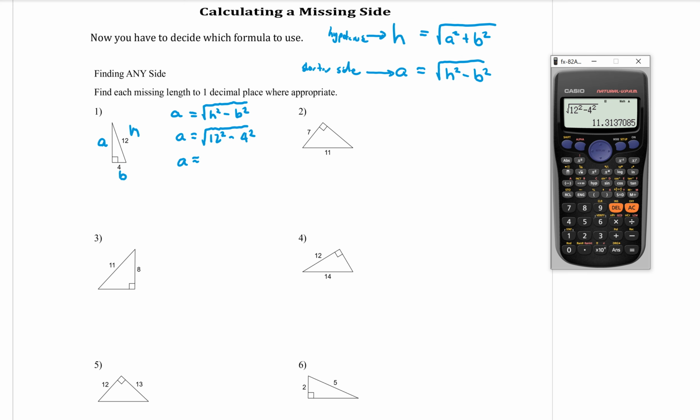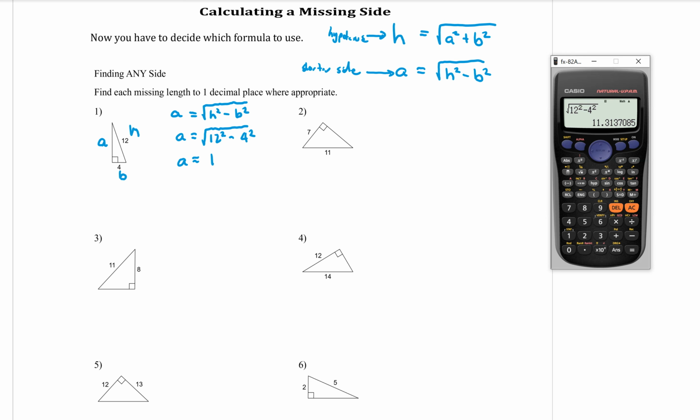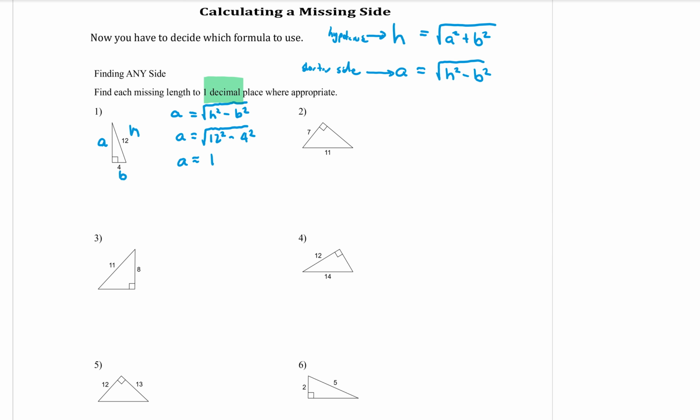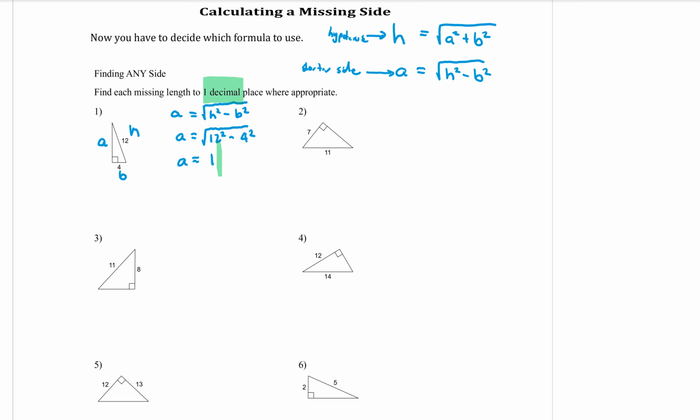And that will be 11.31 to 2 decimal places. Oh, actually, it says 1 decimal place up here. So we better look at that again. That's 11.3. We don't know the units for this one. We don't know whether they're centimetres or meters or millimeters, so we'll just leave it as 11.3.